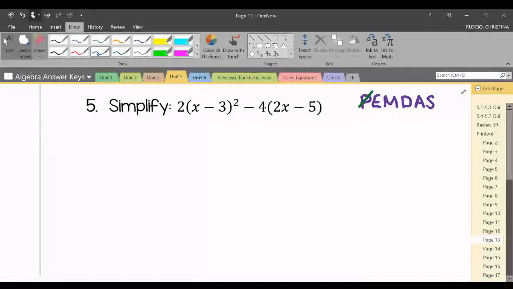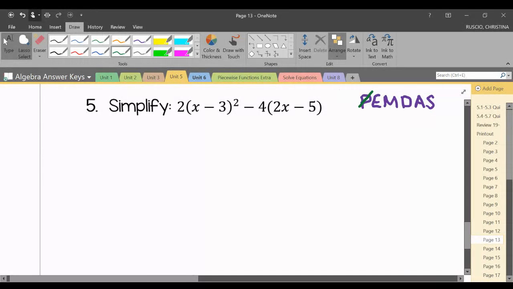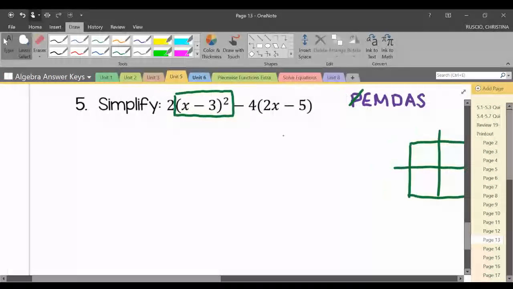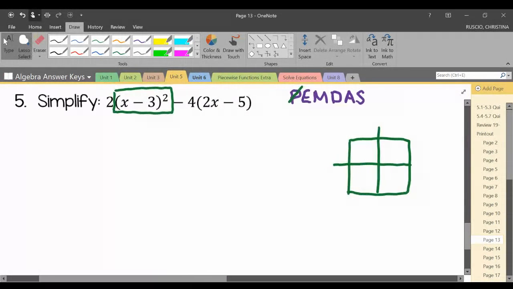Okay, the next checkbox is exponents or square roots, and check it out. I have an exponent or square root right here. When you see a binomial squared, you should have a little red flag flying in your brain that says, do the box method, because squaring something really means writing it twice. So this is x minus 3 all times x minus 3.